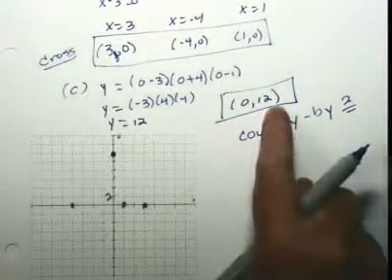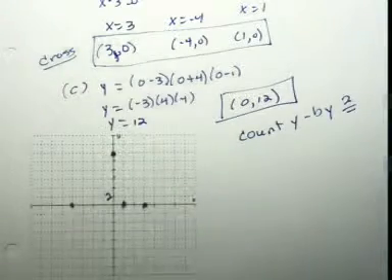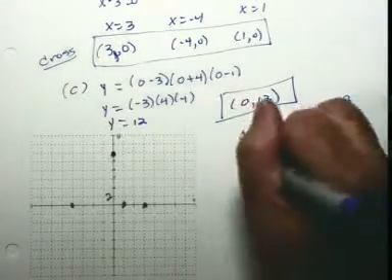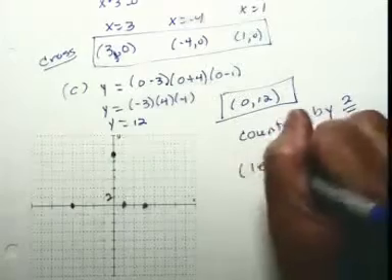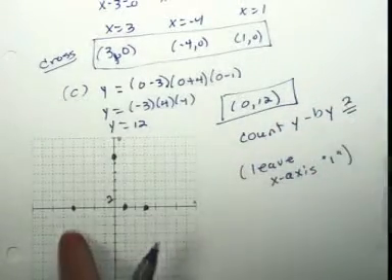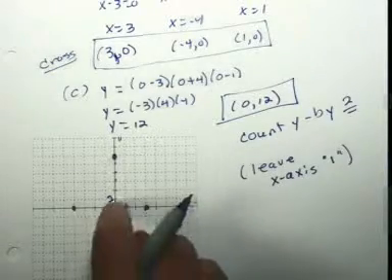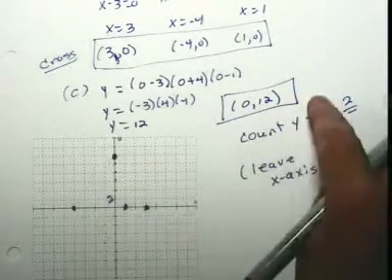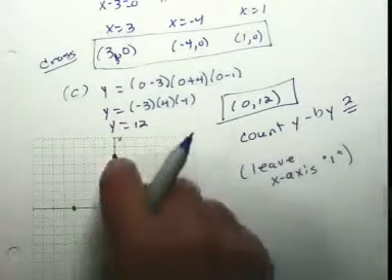Sometimes you'll get very, very big numbers. You might have to go 5, 10, 15, 20. But always leave the x-axis counting by ones. Always count these by ones, even if you have to sometimes go, I might even have a number like 400. I might have to go 1, 2, 3, 400.